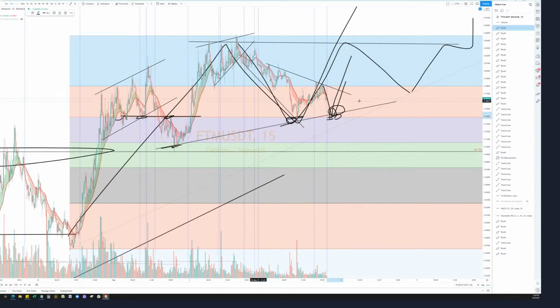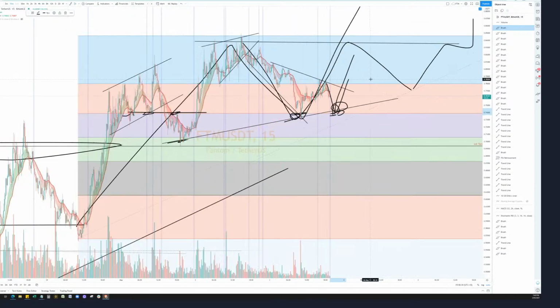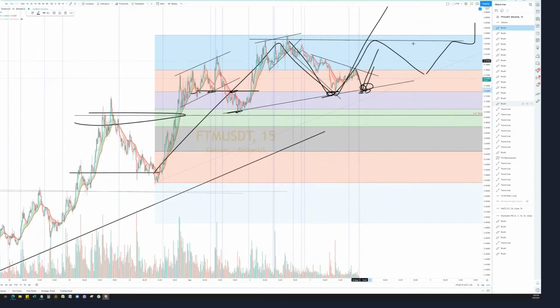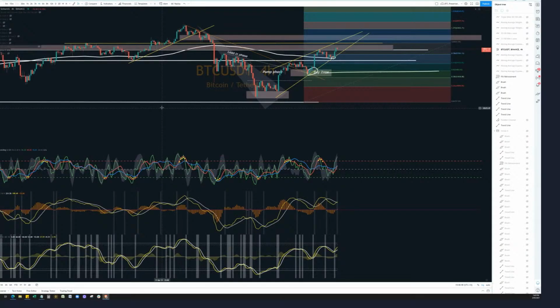Now you can also look at the moving averages, and that might make more sense as well. Okay, that's what I got at the moment. That's for FTM, and talking about things in general, how to look at a chart, how to approach it, and moving averages, and so on. Now let's see what Bitcoin's doing just for a short second.